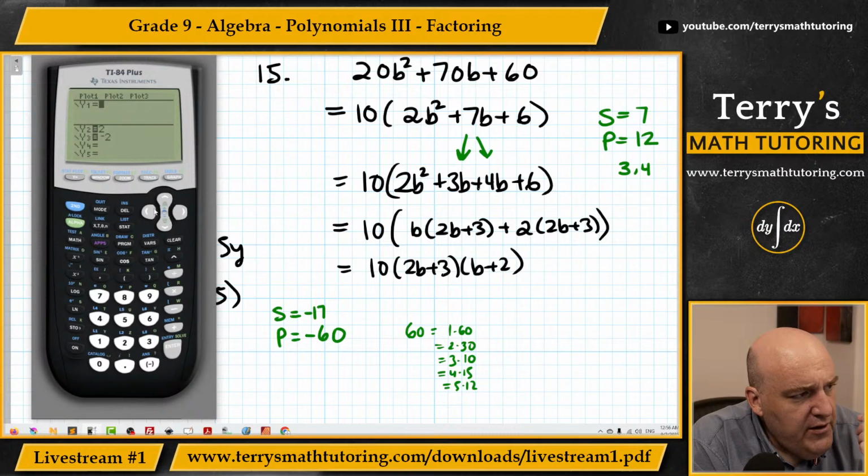Go to y equals. And whatever number you're trying to multiply to, let's just ignore the negative. Just say 60 and do 60 divided by x. That's the trick, okay? 60 divided by x.